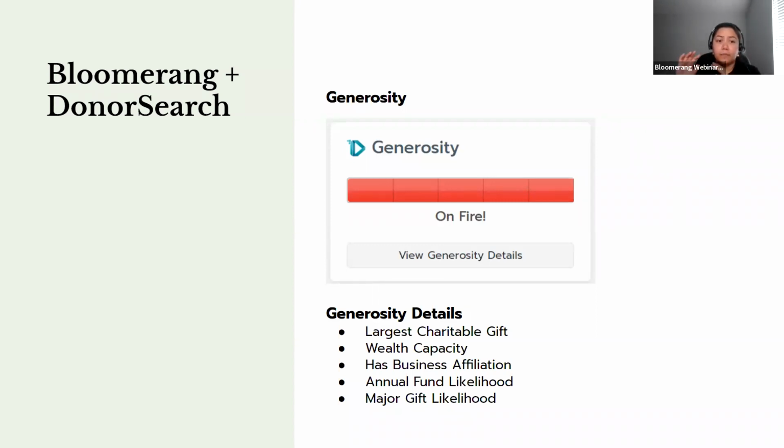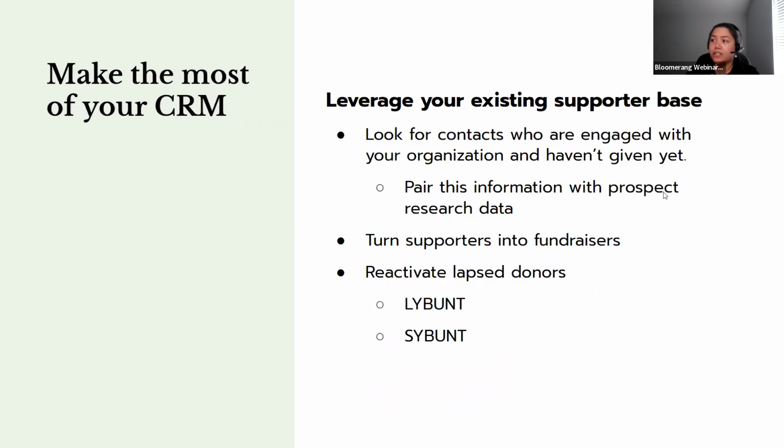Again, there are a lot of wealth prospecting or prospect research tools out there. Donor Search is just one example. But I do want to emphasize again, when you're talking about these different systems that you're using, do they talk to each other? Because in order for you to make effective use of the data, you want to be able to leverage or make the most of your CRM along with that data.